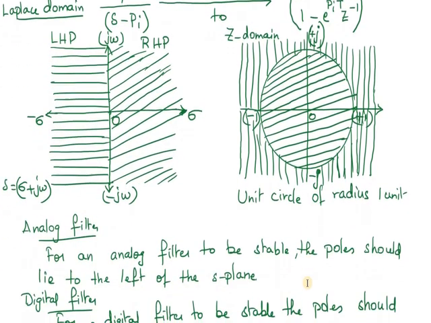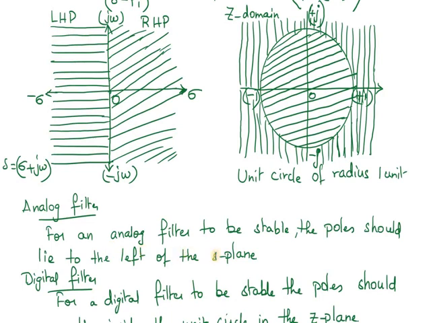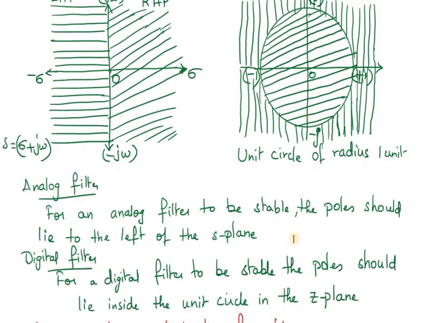This is the condition for an analog filter to be stable: all the poles should lie in the left half of the S plane. Whereas for a digital filter to be stable, all the poles should lie inside the unit circle in the Z plane.